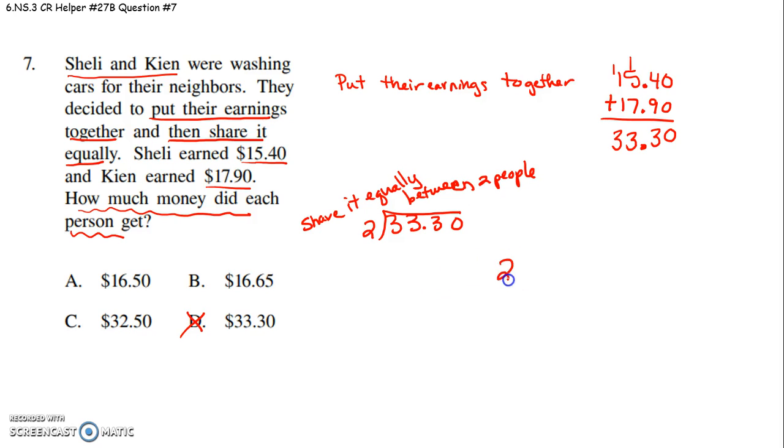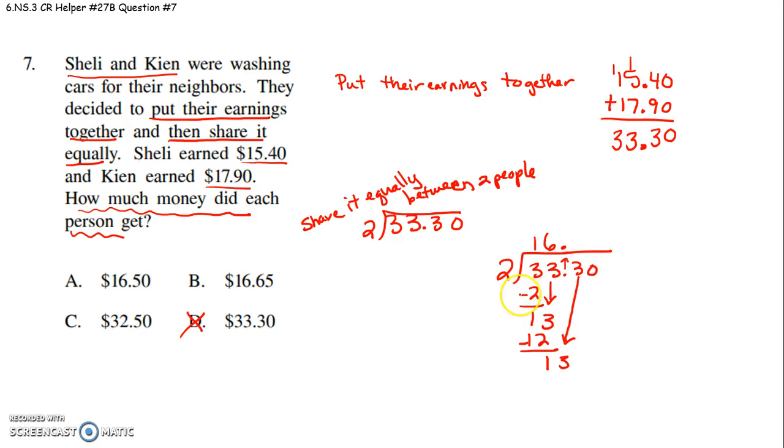So let's see. 2 goes into $33.30. 2 goes into 3 once. 1 times 2 is 2. Subtract off. Got a 1. Drag down that 3. 2 goes into 13 6 times. 2 times 6 is 12. Subtract off 1. Please make sure in your division you drag that decimal point right up.